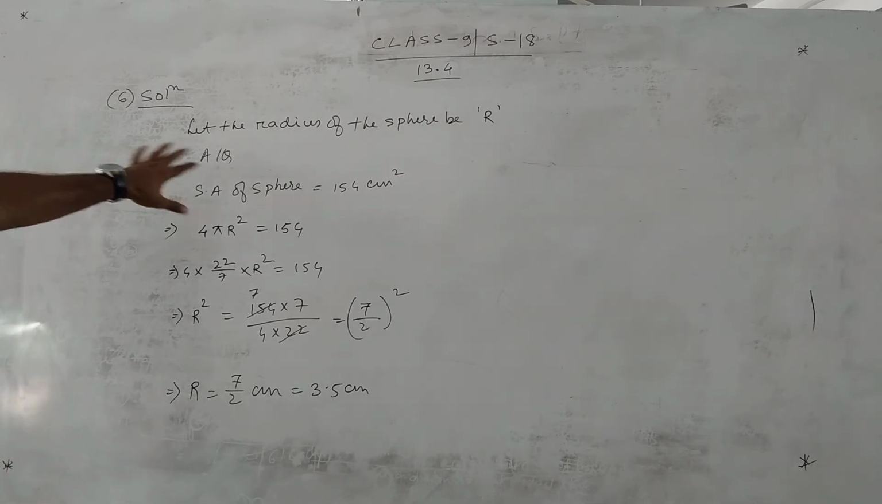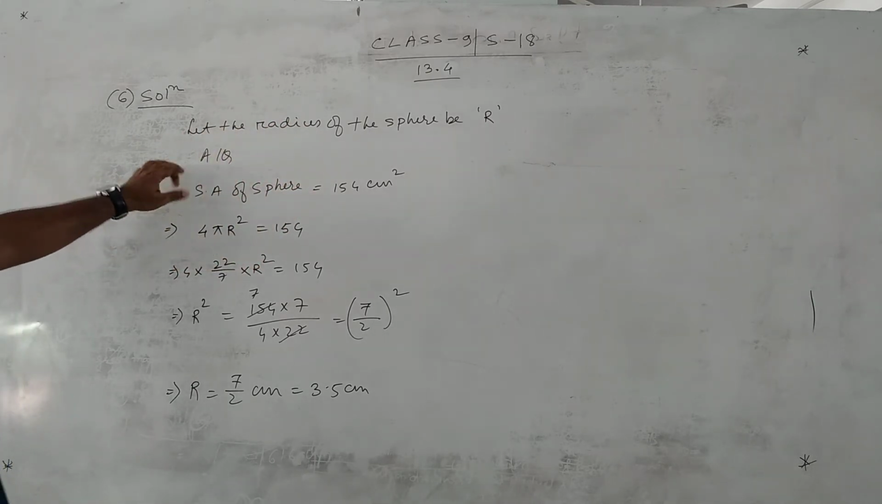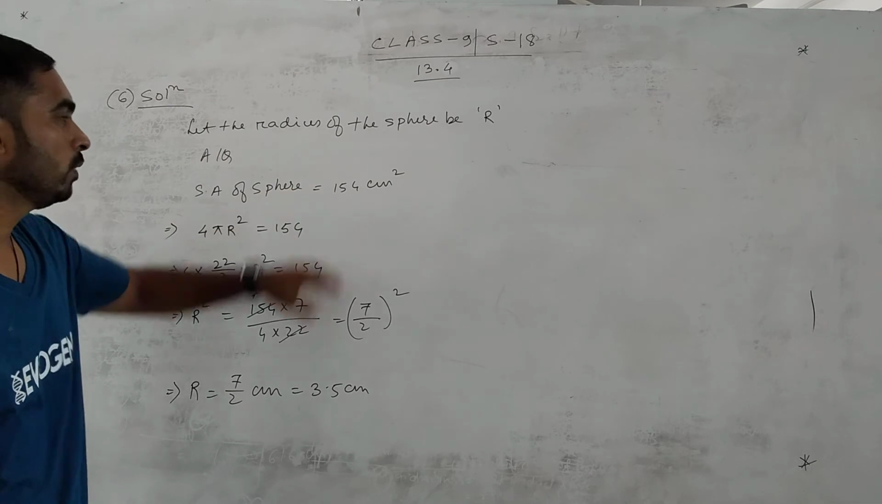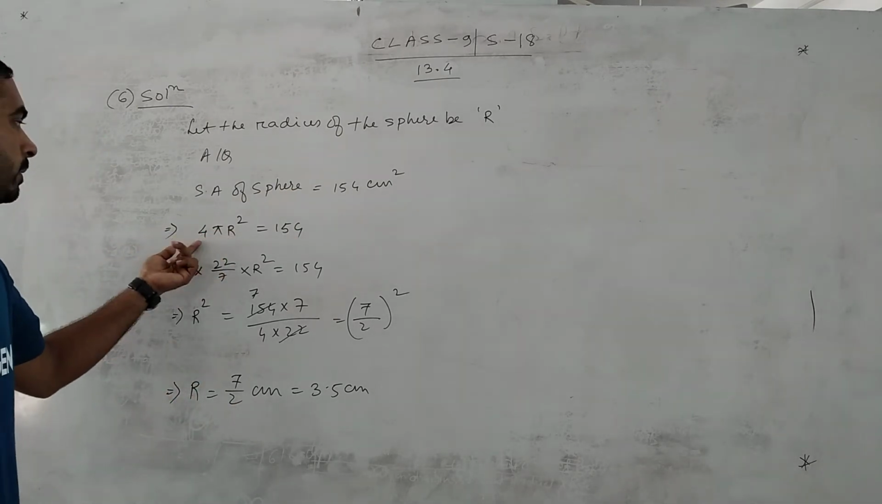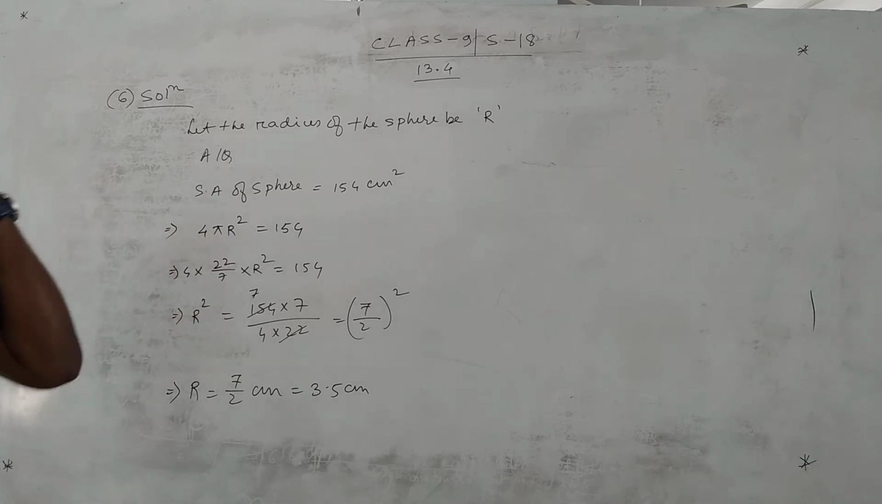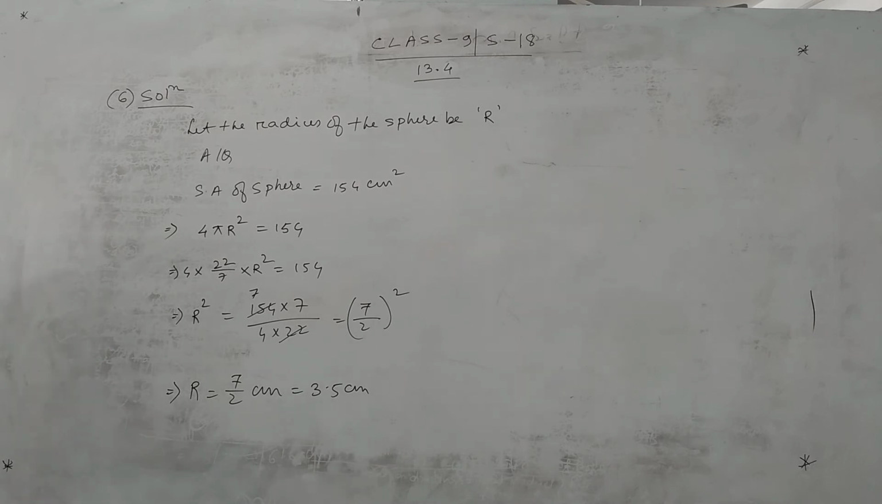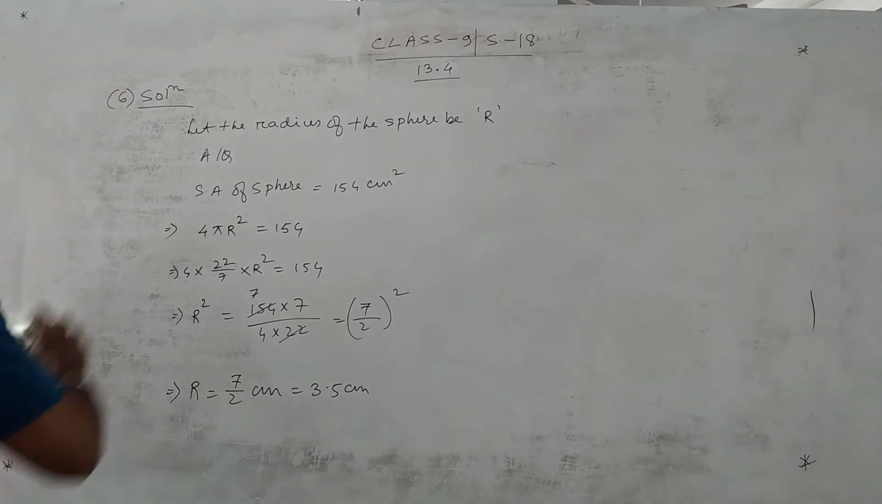So first, let the radius be r. You can consider small r or capital R, both are correct. Then the surface area of the sphere is 154. The surface area formula is 4 pi r square, with pi as 22/7, equal to 154. Then r equals 7 by 2, that is 3.5 centimeter.